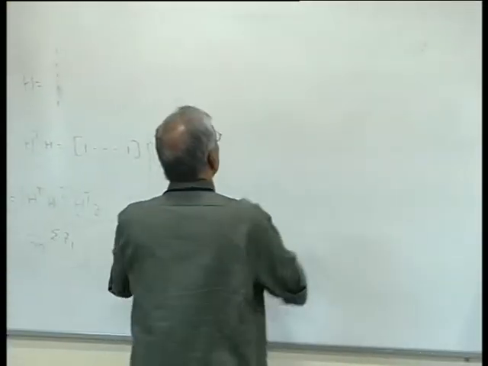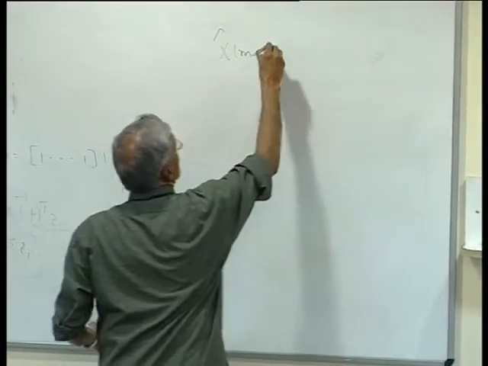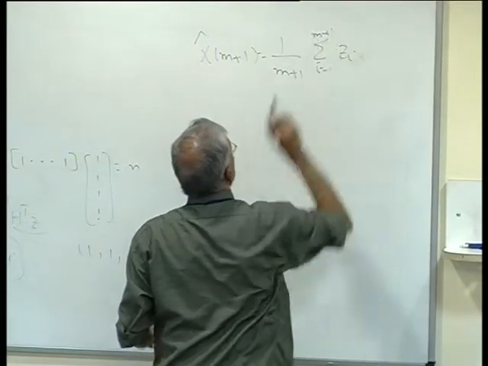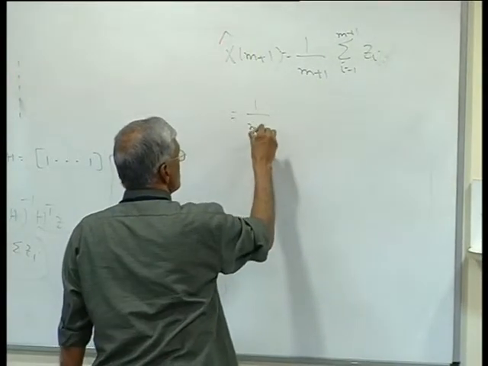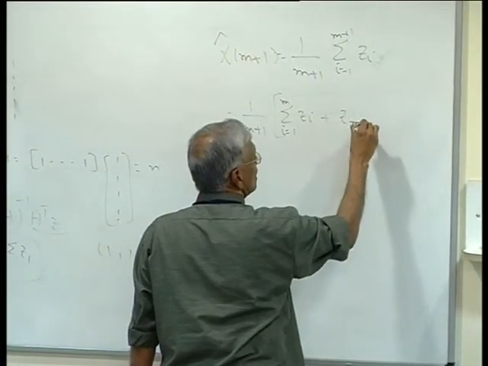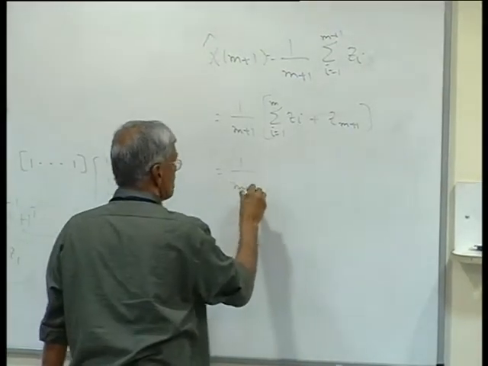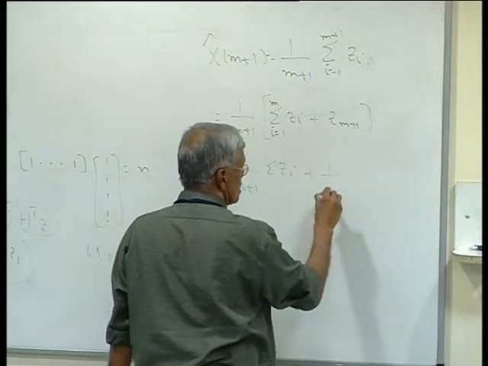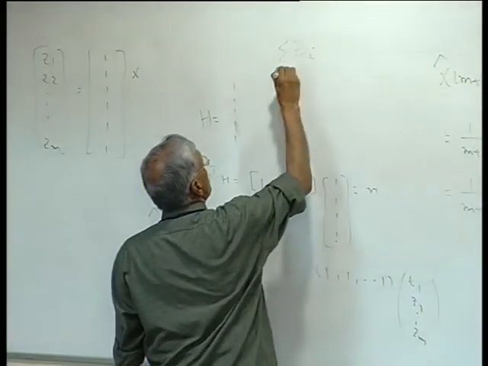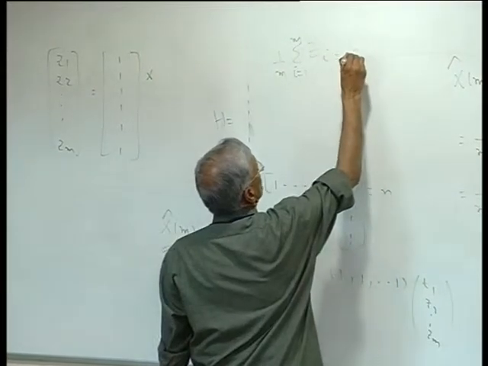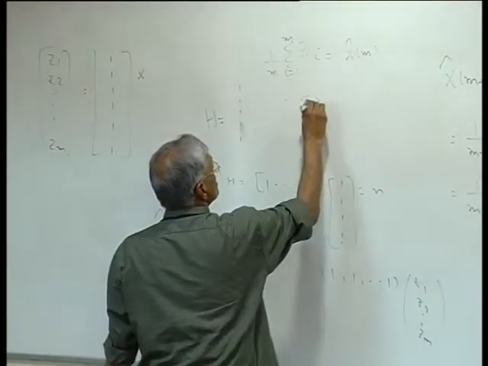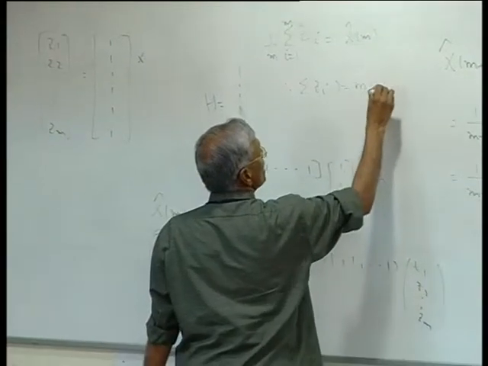Now I'm going to talk about the next one. So x bar m plus 1 is equal to 1 over m plus 1 summation zi, i equal to 1 to m plus 1. This I can rewrite as 1 over m plus 1 summation i equal to 1 to m of zi plus z m plus 1. This I can rewrite as 1 over m plus 1 summation zi plus 1 over m plus 1 z m plus 1. And summation zi, i equal to 1 to m, over m is equal to x bar m. You remember that? That comes from here. Therefore, summation zi is equal to m times x bar m.